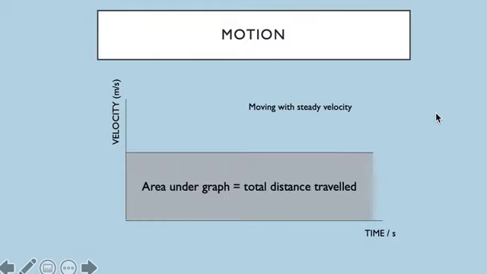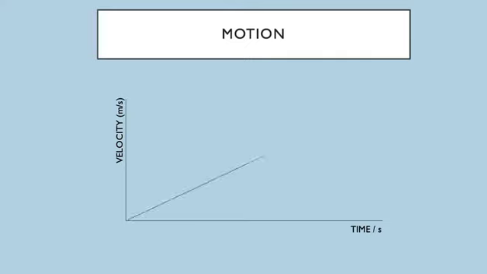Okay, so really important point. Area under the graph equals the total distance travelled. So from a velocity time graph, that's what we have found out. But we didn't have any acceleration or deceleration in our previous problem. What happens if you're just accelerating?